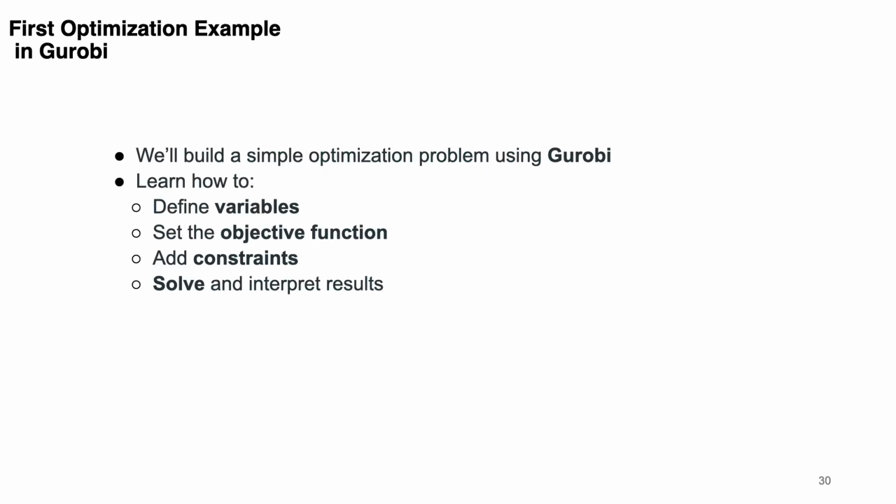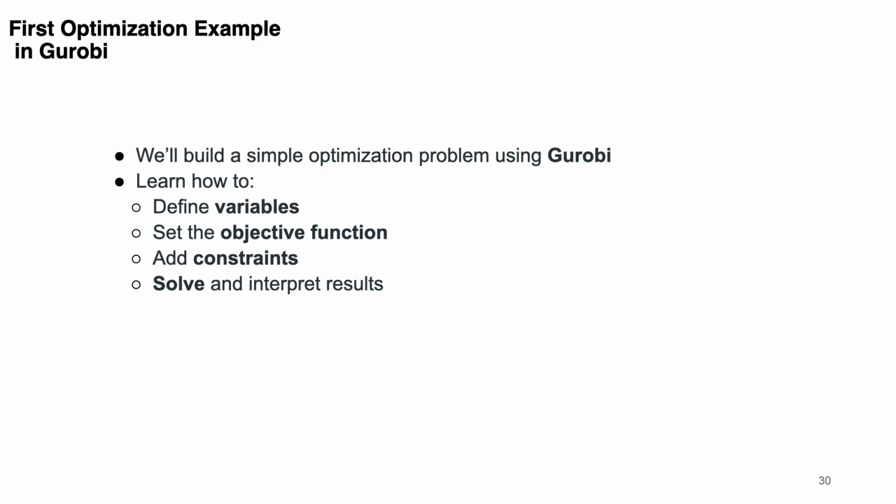It is time to put all of this setup and theory into practice. We are going to build our very first optimization model from scratch. In this hands-on exercise, we will walk through the entire life cycle we've discussed today. We will start by defining our variables, then setting the objective function, followed by adding the constraints.